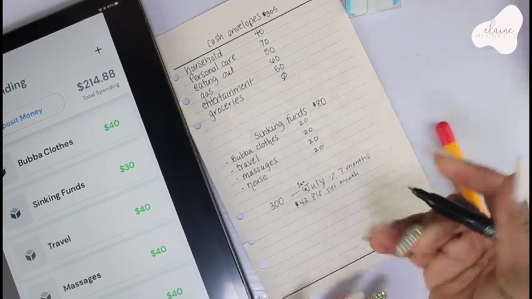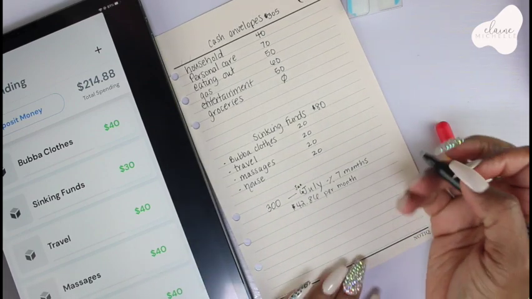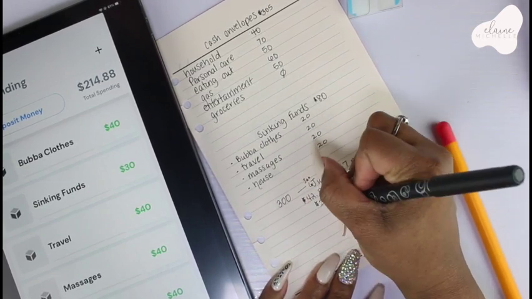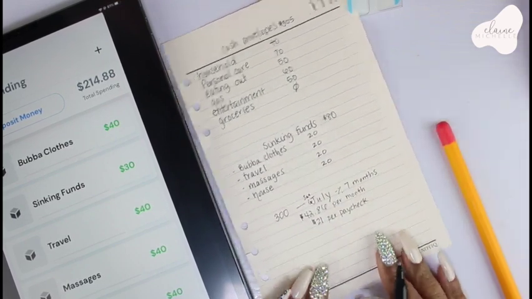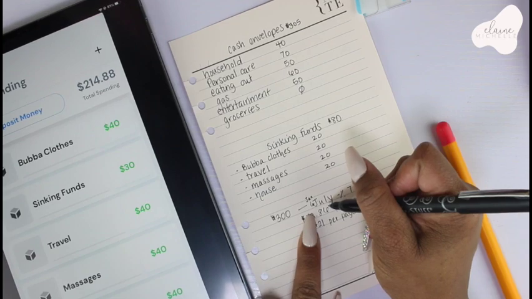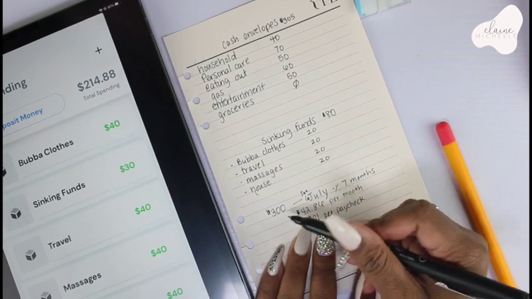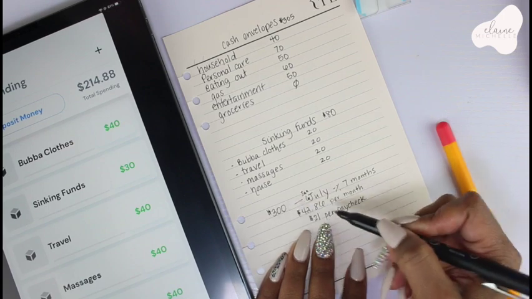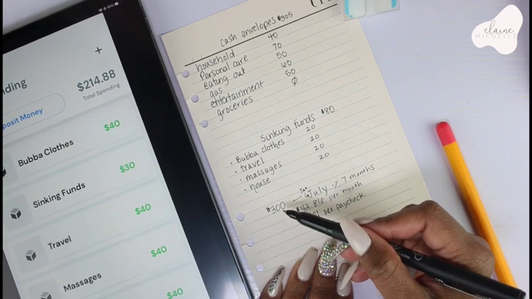So per paycheck, normally I get paid twice a month, right? So I would just divide that by 2. So that's going to put me at $21 a month. I'm sorry, per paycheck. Did y'all get how I came to that? So my $300 I need to have saved for Bubba's uniforms by July. From January to July is 7 months. The 300 divided by 7 months is $42.86 per month to get me to 300. And so per paycheck, I need to save roughly $21 in order to get to that 300.